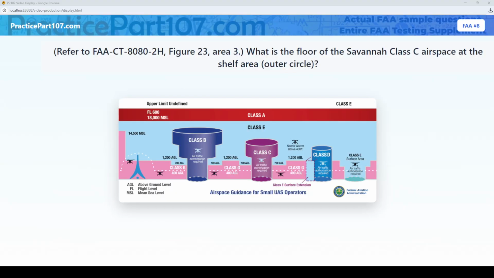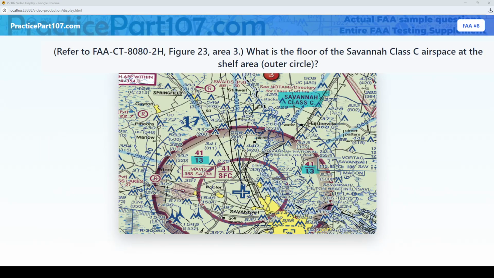Let's move to the diagram. All right, so this is the diagram that you will find in your book at the test. Area 3. When they say area, you're supposed to be looking for these big red bullets or buttons, I guess they call it. So this is area 3. Somewhere around area 3 is the Savannah Class C airspace, and it actually will tell us this is the Savannah Class C airspace.